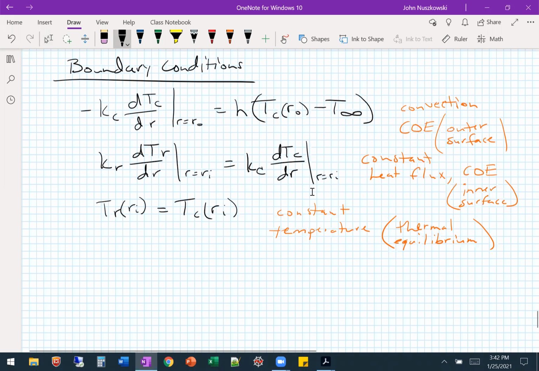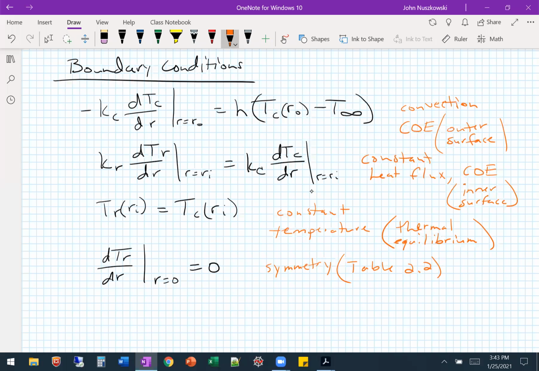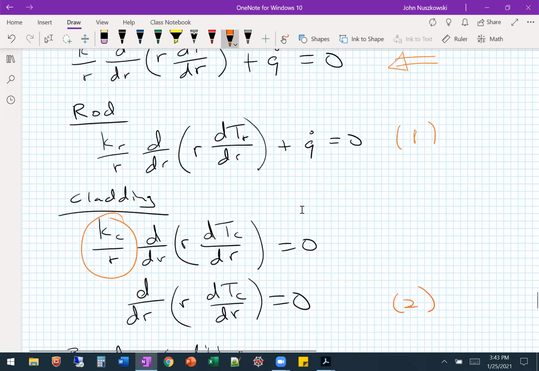All right, it's a tricky one, but it's also a given once we understand cylindrical or spherical coordinates. What ends up happening is we have symmetry at that location. So the dT/dr at r equals 0 is 0. So that's symmetry. Okay, you see it at table 2.2 for any of these. So symmetry, what is that in this case?